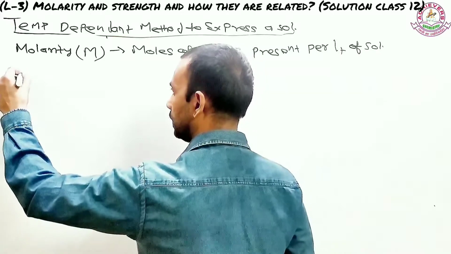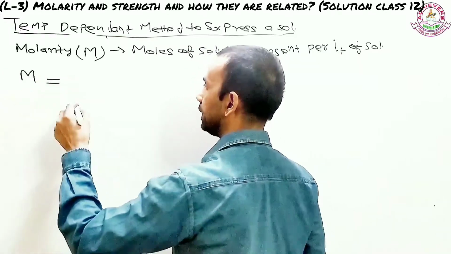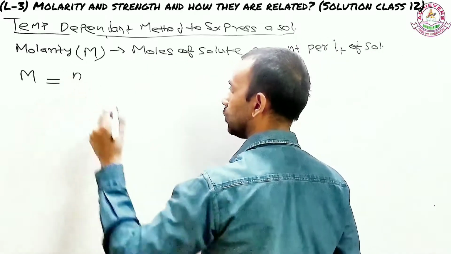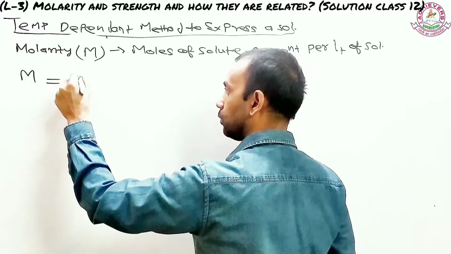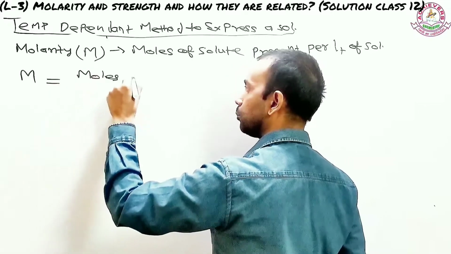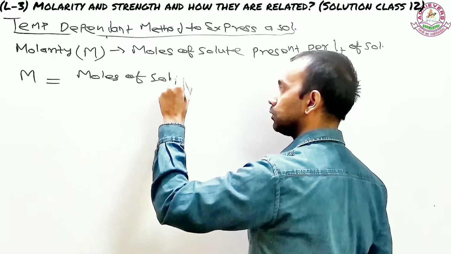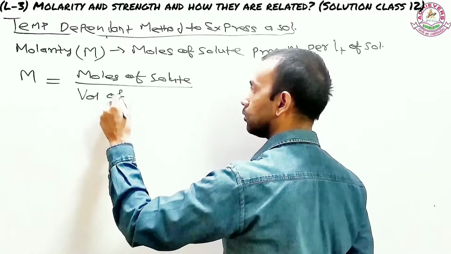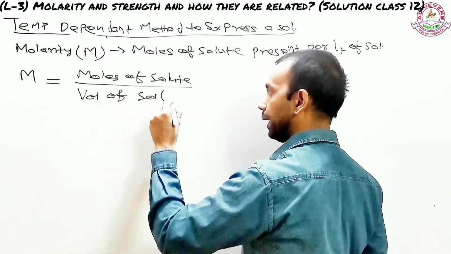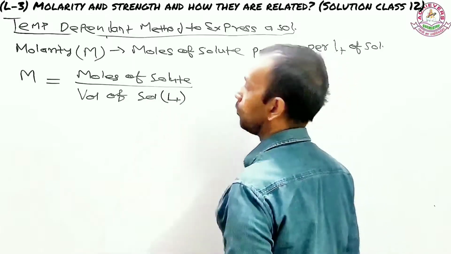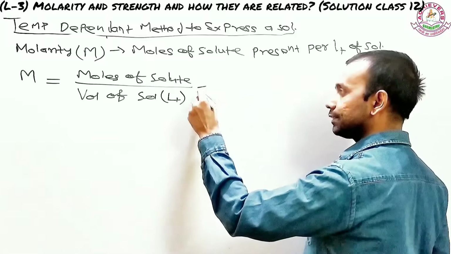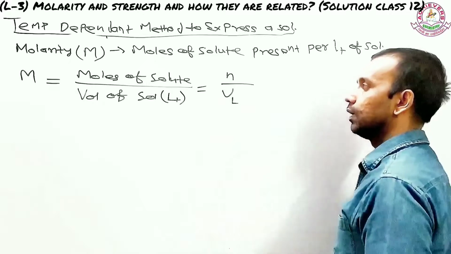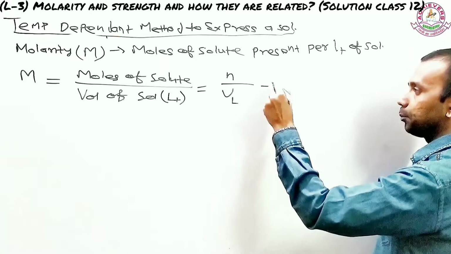So this is going to be M, which is the symbol of the molarity, and number of moles. You have to understand that the moles of solute are represented by n here. So n, let me write it again, moles of solute divided by volume of solution, and this must be in liter, volume of solution in liter. If you convert this into mathematical form, this is going to be n by V_L.